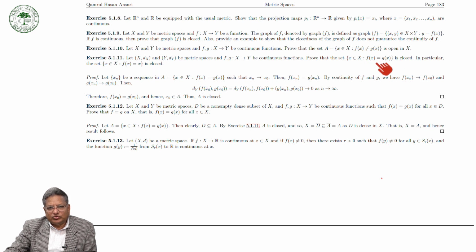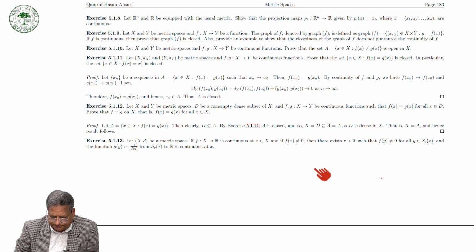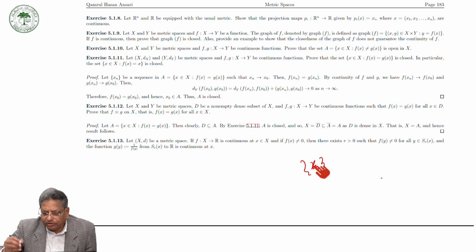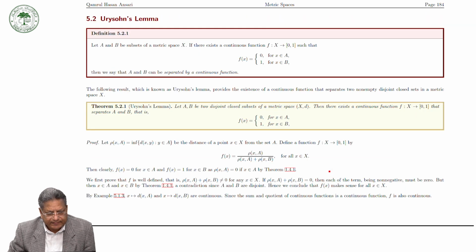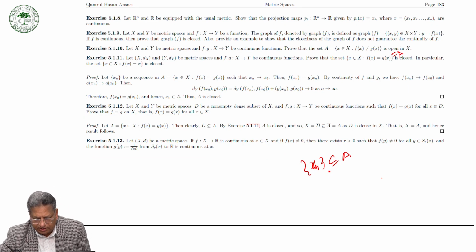And again, this you can prove by considering a sequence. So it is very simple. But how will you prove? You can take a sequence xn in this set. Let me call this set A. So xn is in A. Then what will happen? Then f of xn is equal to g of xn.